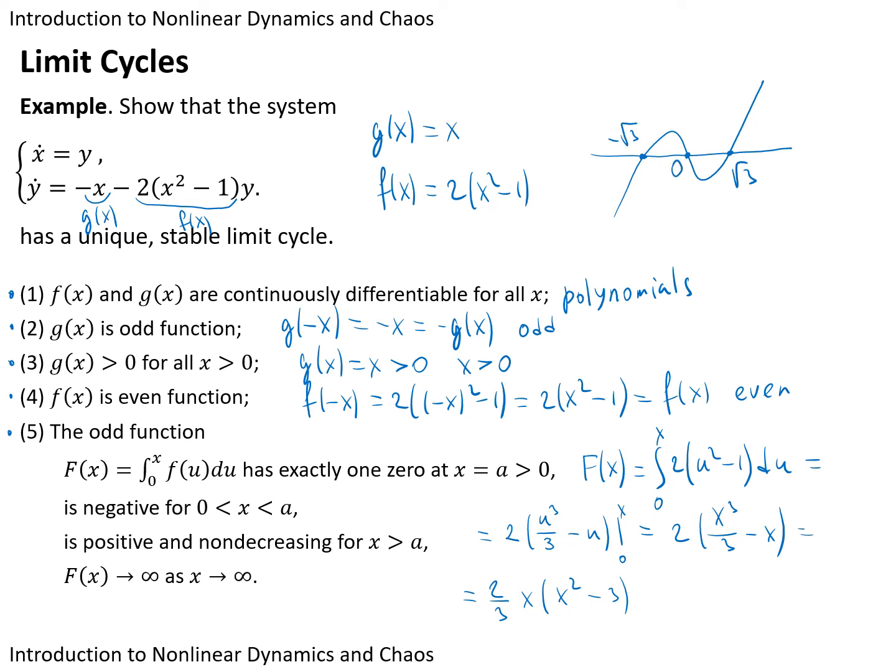So let's look at this graph. Our positive zero is √3, so a equals √3. Then we see that between 0 and √3, our function, our cubic parabola, is negative. Next, we see that if x is greater than √3, our capital F is positive. And finally, we see that F of x tends to infinity as x tends to infinity. So all conditions are satisfied, and we can say that the system has a unique stable limit cycle.